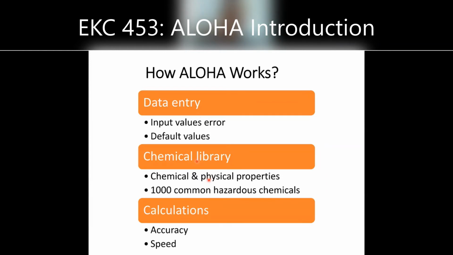After you have your data entry and also your library, then it is just up to the ALOHA calculation. There is some give and take for this calculation. It is based on accuracy and speed. If you need higher speed of calculation, then the accuracy of the calculation or estimation will be reduced. It's vice versa. What do you want? Usually ALOHA will try to give and take, so you get your accuracy and also your speed.